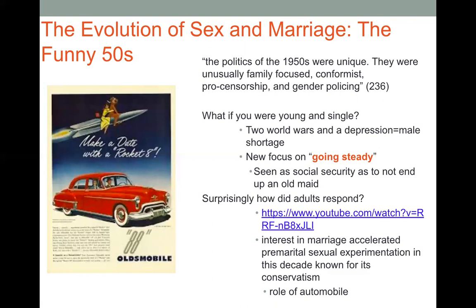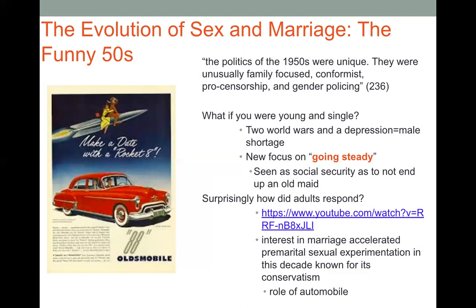So it is the thrill of having sexual intercourse with someone who is on the right side of that good girl, bad girl dichotomy. And so people might think that's pretty interesting, maybe even ironic, that during this decade known for its conservatism, premarital sexual experimentation increased in this decade.